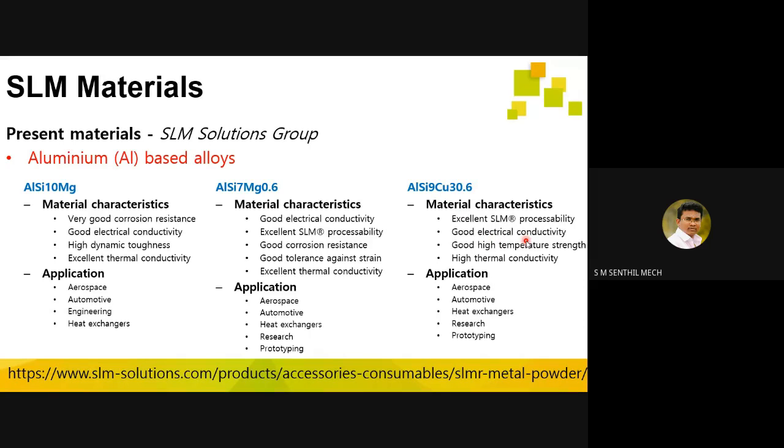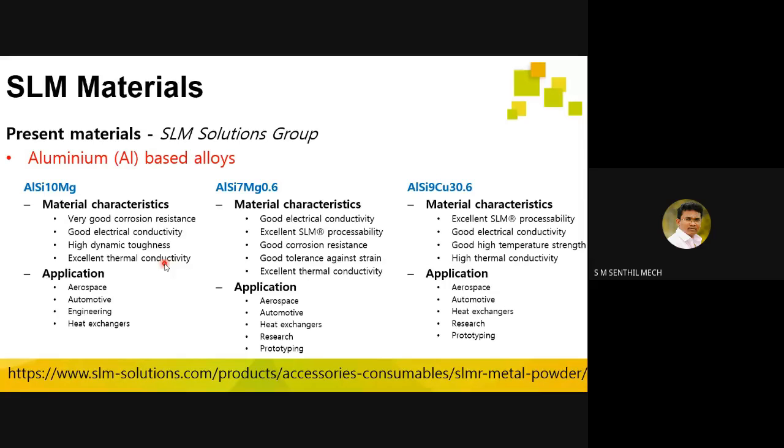Obviously, all of you know all the copper wires, all the wirings which are done in your electrical lines, the main thing is copper. Since you are adding copper, it will have good electrical conductivity, high temperature strength, and thermal conductivity. So this is about our aluminum-based alloys, meaning you are adding these other materials into aluminum in order to get the required characteristics.